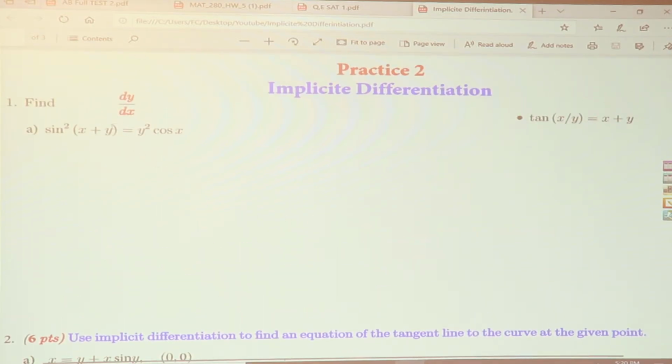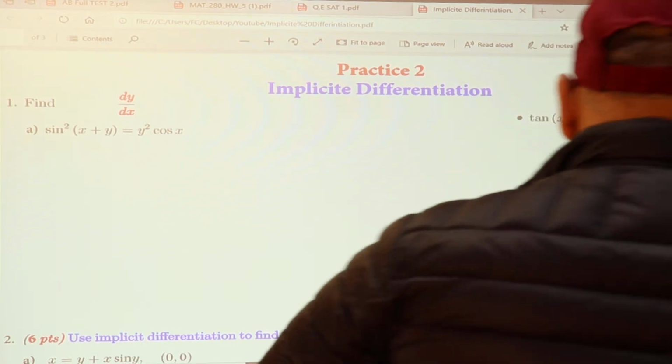Find dy/dx: sine squared of (x plus y) equals y squared cosine x. I'm going to do this problem on the board to have more space. Okay, let us go to our board.